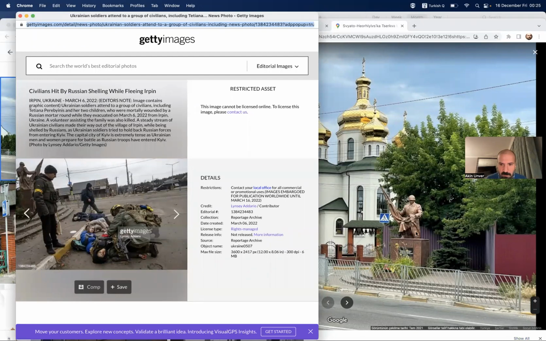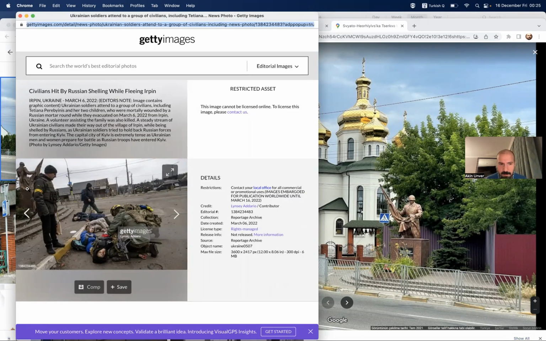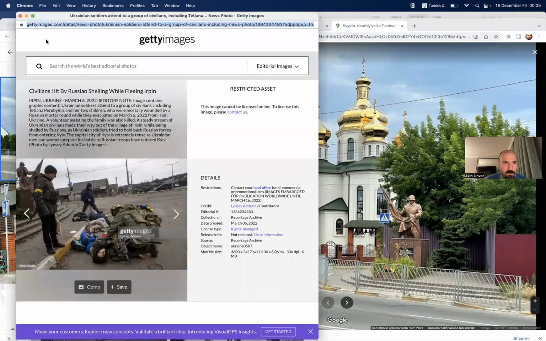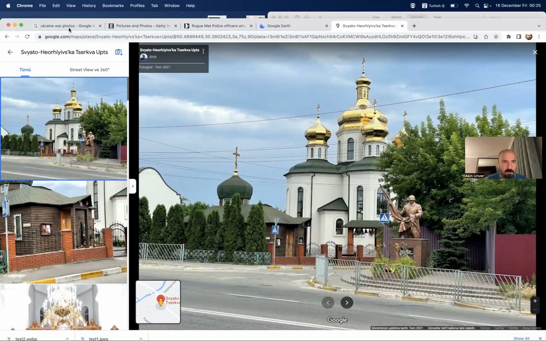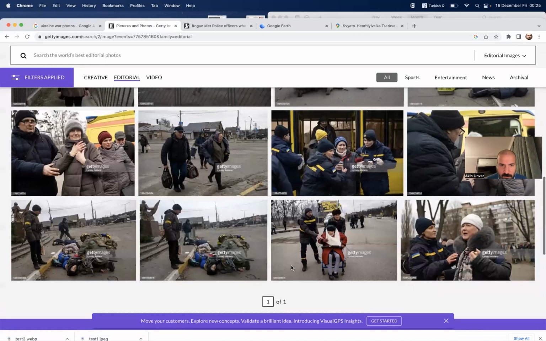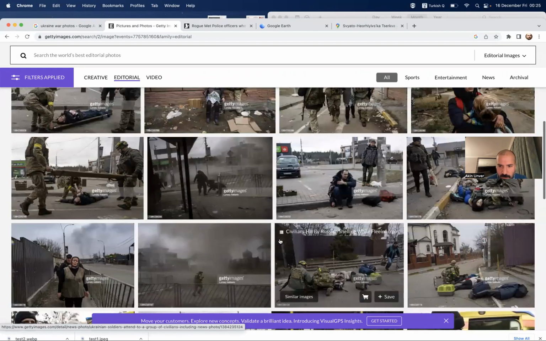So where they're standing right now is somewhere towards the inside of the church, because right now we're seeing this from the back, which means that the people right now are tending for the wounded from behind this. So they're somewhere around here. So I know 100% right now that we are in the correct path, but still I'm trying to understand where they took the original photo from.